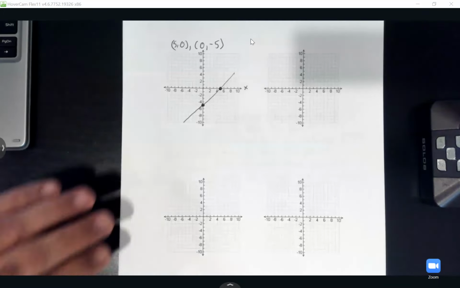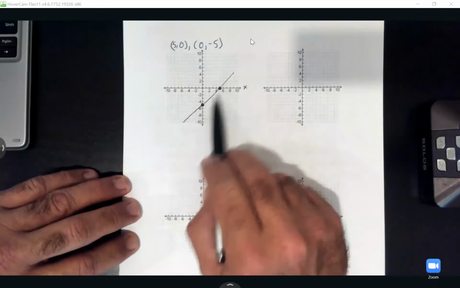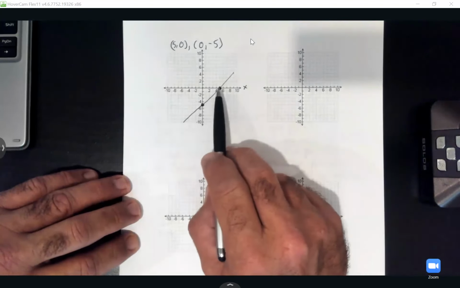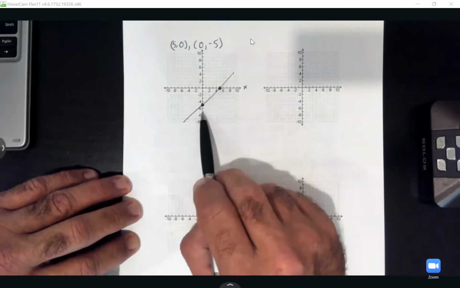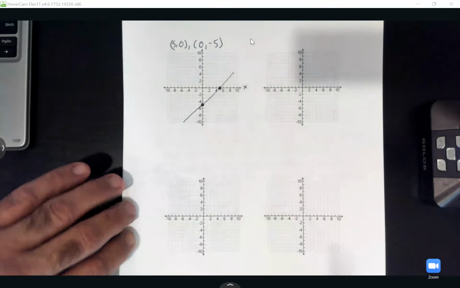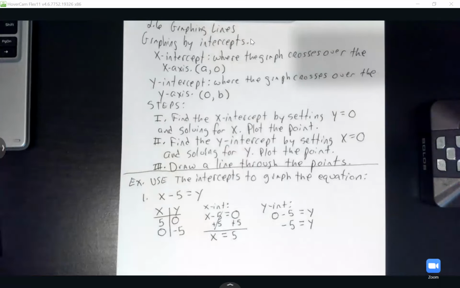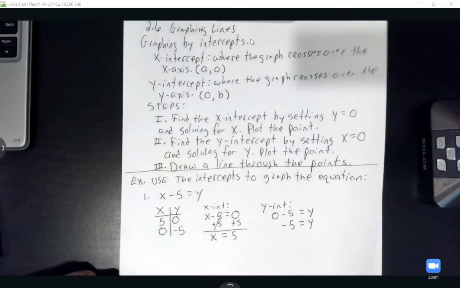Now remember, MATLAB will be picky. You have to use the intercepts when you're graphing these. So you're going to have a point on each line. Now, once you plot the second line, MATLAB is going to draw the line for you, okay? All righty, let's try another one of these.